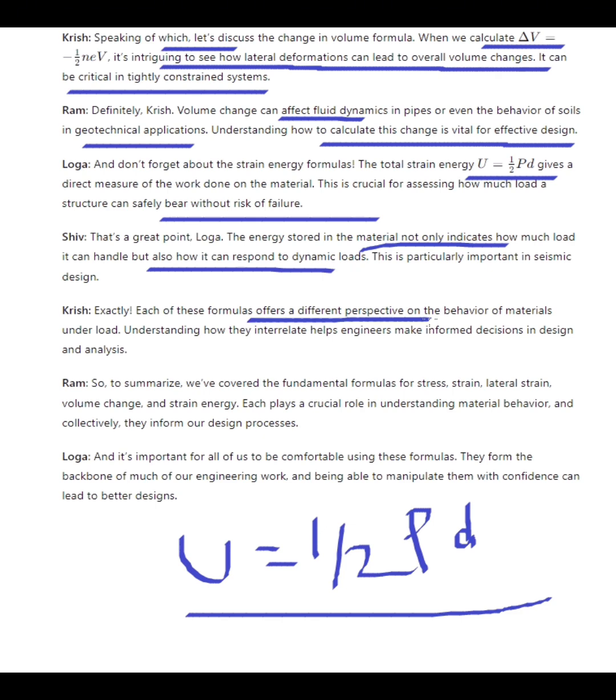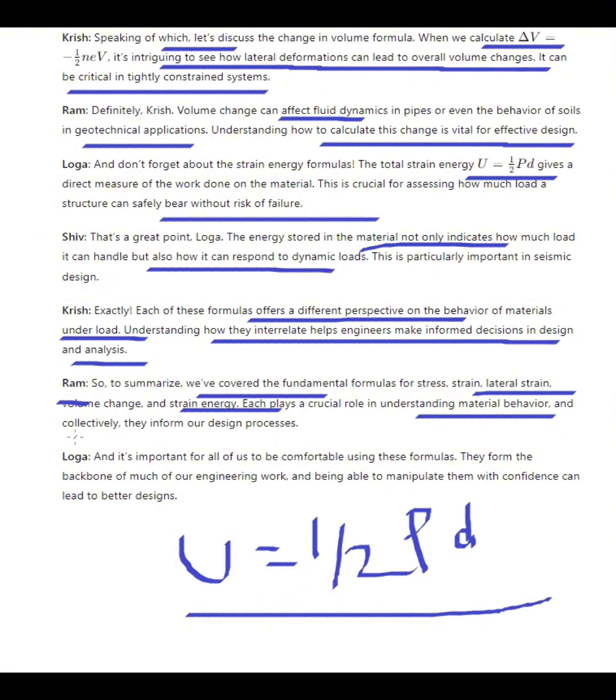Each of these formulas offers a different perspective on the behavior of materials under load. Understanding how these interrelate helps engineers make informed decisions in design analysis. So to summarize, we have covered the fundamental formulas for stress, strain, lateral strain, volume change and strain energy. Each plays a crucial role in understanding material behavior, and collectively they inform our design processes. It is important for all of us to be comfortable using these formulas. They form the backbone of much of our engineering work, and being able to manipulate them with confidence can lead to better designs.